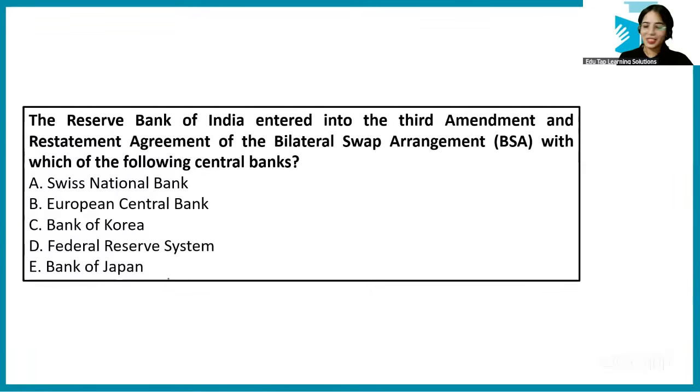Yes, very good, everyone. The answer here is Bank of Japan. So, Reserve Bank of India has entered into the third amendment and restatement agreement of bilateral swap arrangement with which of the following central banks? With the Bank of Japan.